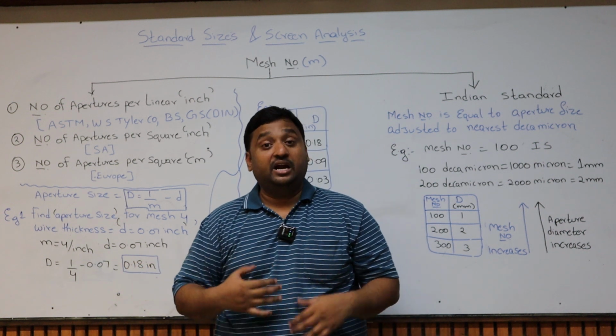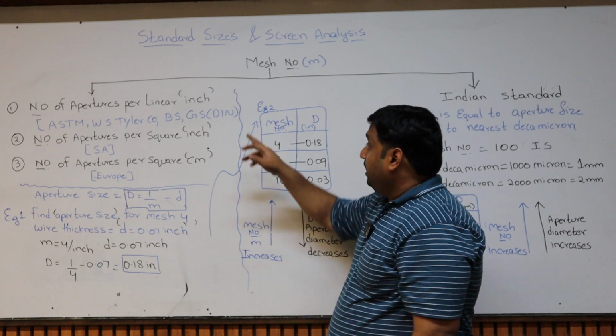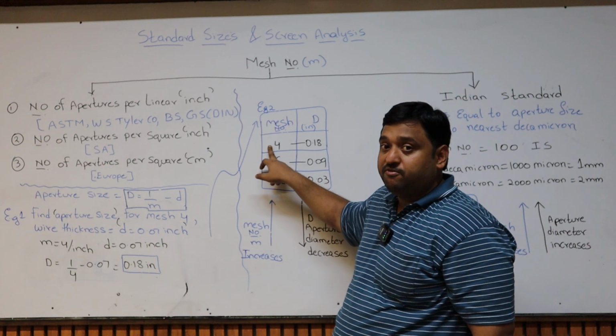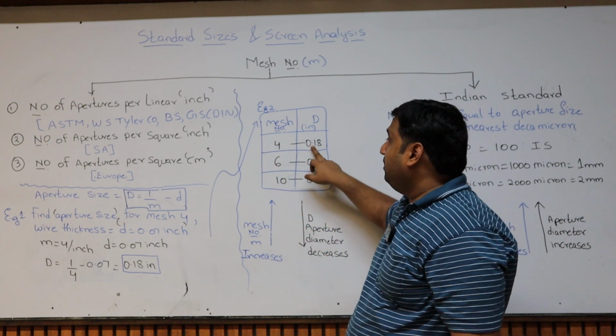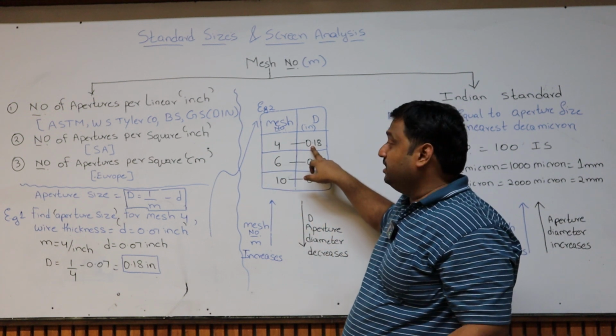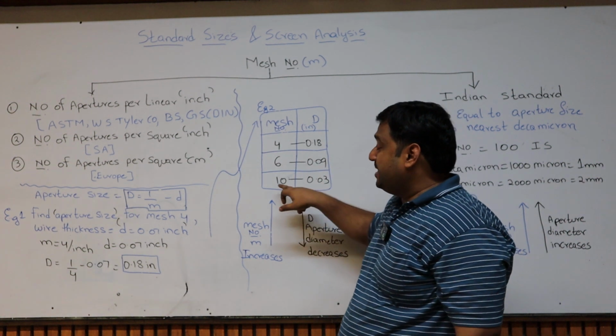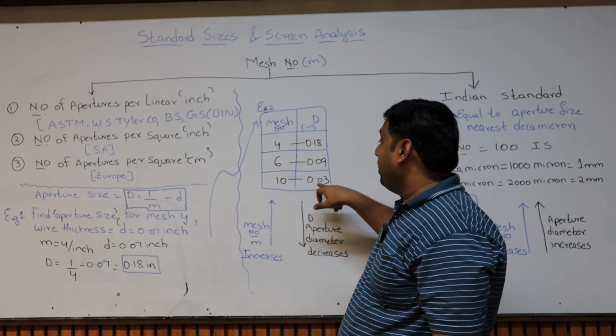Let us continue the example. Example number 2. We have just done mesh number 4, having an opening diameter of 0.18. Similarly, if we do the calculation, mesh number 6 has a diameter of 0.09, and mesh number 10 has a diameter of 0.03 inch.